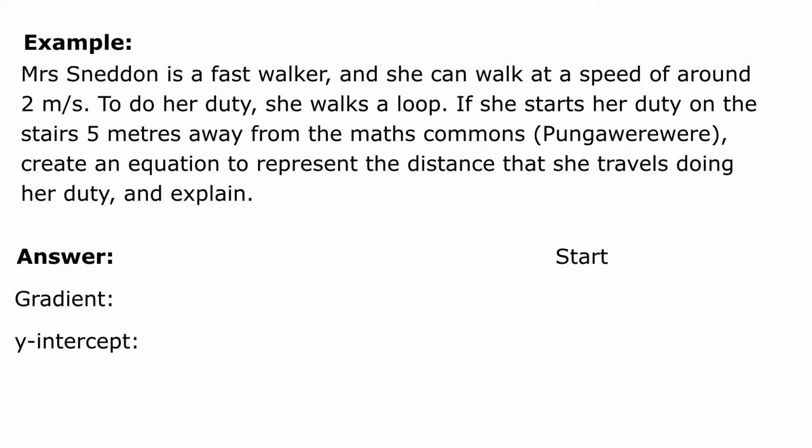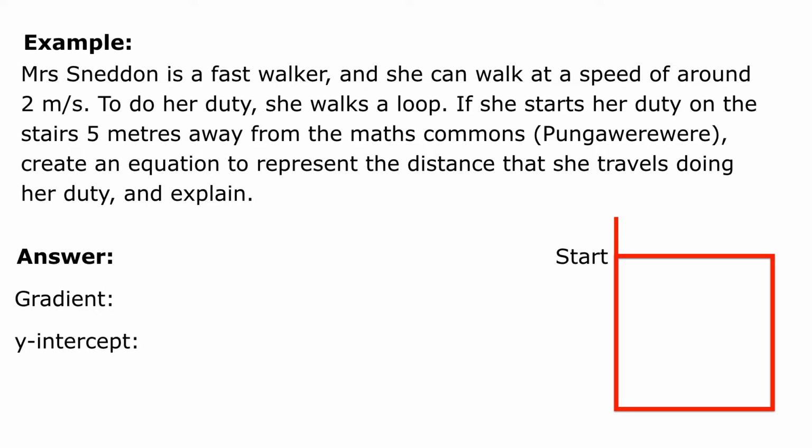So I'm going to draw a diagram to represent this. So she's going to start somewhere and she's going to do this loop. So that's where she would go to her loop. But remember, she's 5 meters away on the stairs. So there's that little starting distance there. So she's actually 5 meters away from the starting point.